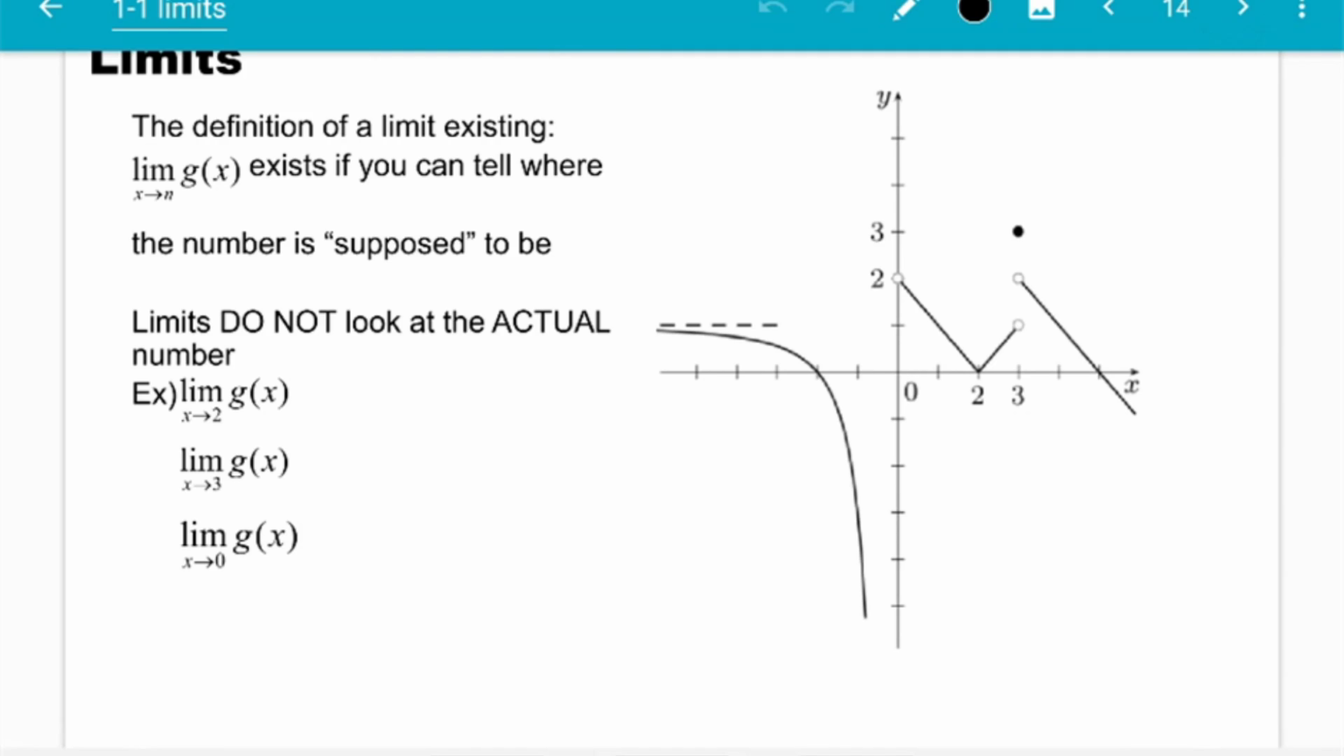So now, this is the definition of limits existing. You can tell a limit exists if you can tell where the number is quote unquote supposed to be. Limits don't actually look at the actual number. All we're doing is saying, what happens when I get really, really, really close? Now let me show you an example.